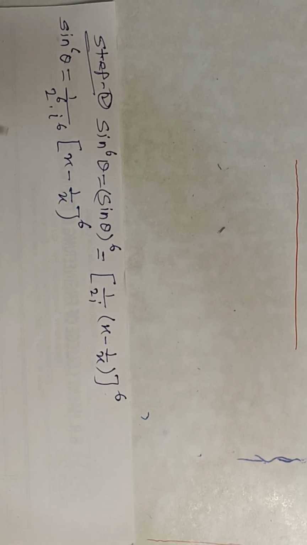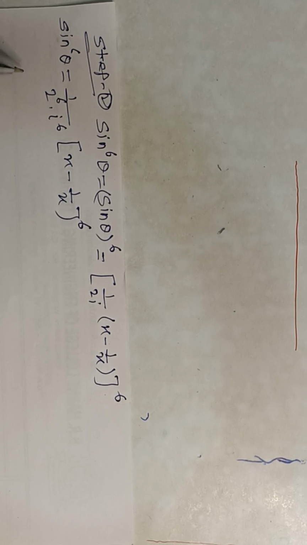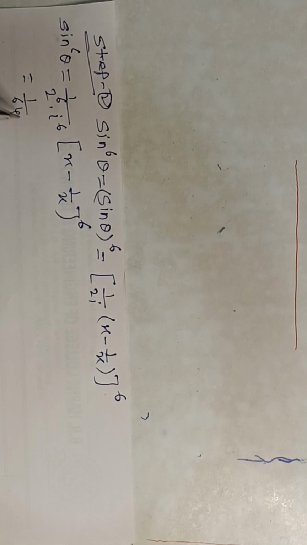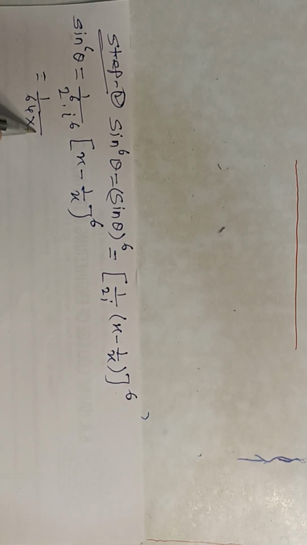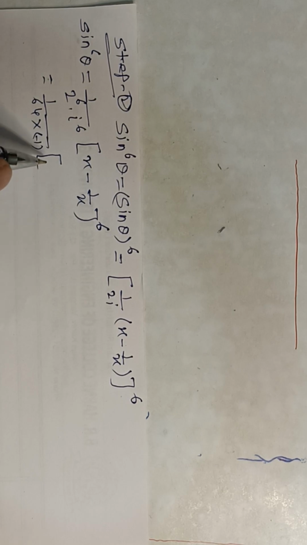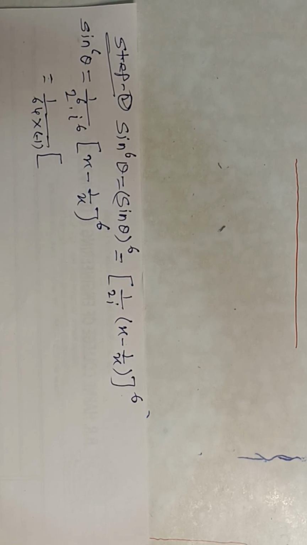Okay. So this is equal to 1 upon 2 to the power 6, that is 64, into i to the power 6 means i square, and i square is what? Minus 1. Minus 1. Now the expansion of this, similar to the previous sum, with alternate plus minus signs.